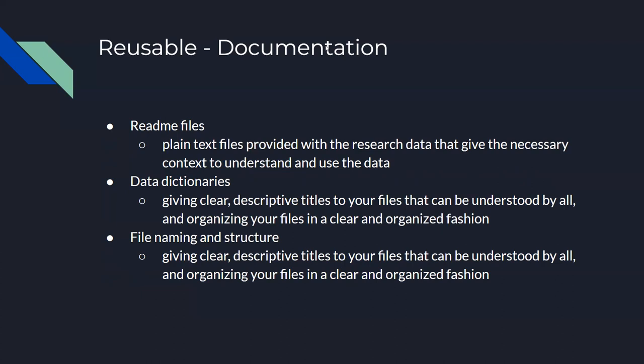The second is data dictionaries. Apologies, there is a typo here. A data dictionary is a dictionary that accompanies research data and provides all the information you need to understand that data. So it's going to be things like: What are your variables? What are the acceptable ranges of those inputs? What acronyms are you using? What definitions are you using? What abbreviations are you using? Basically, any information you need to understand the raw data, you can put in the data dictionary. And lastly, we have file naming and structure, which is giving clear descriptive titles to your files that can be understood by anyone, and organizing your files in a clear way that makes it easy to find what you're looking for or what other researchers are looking for.